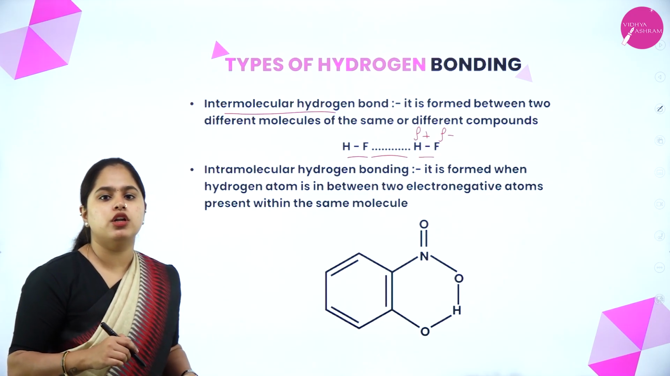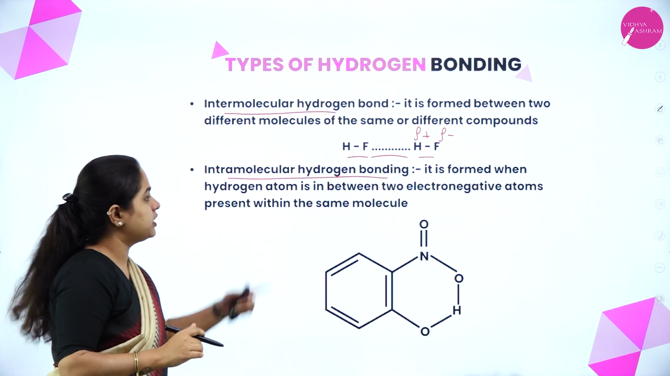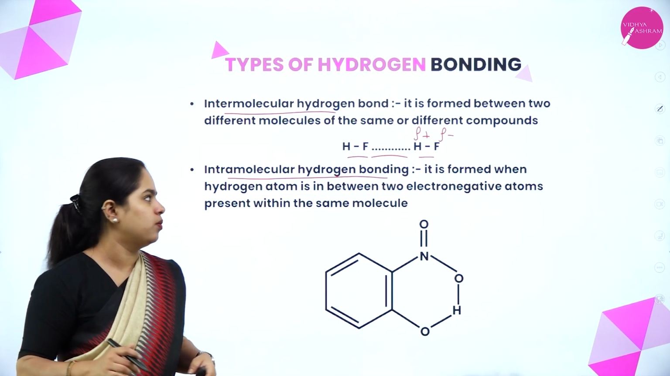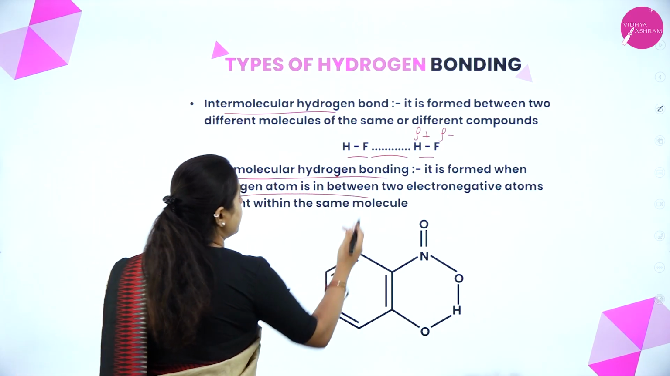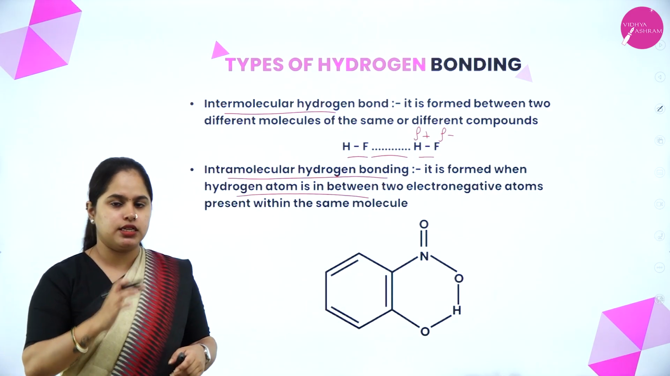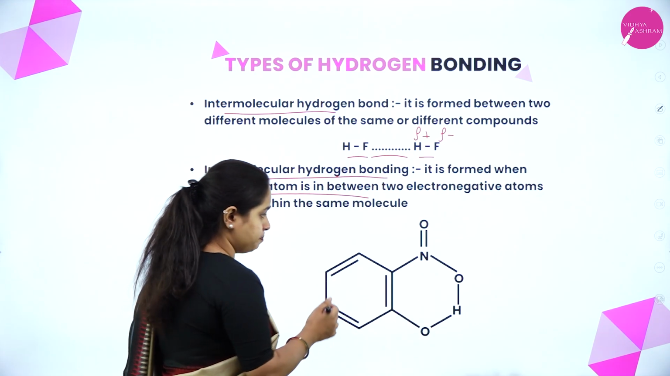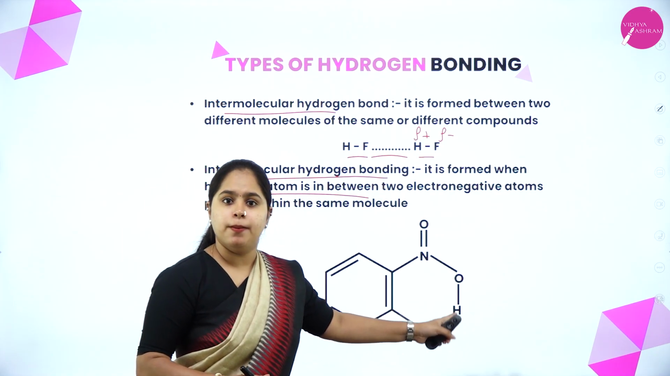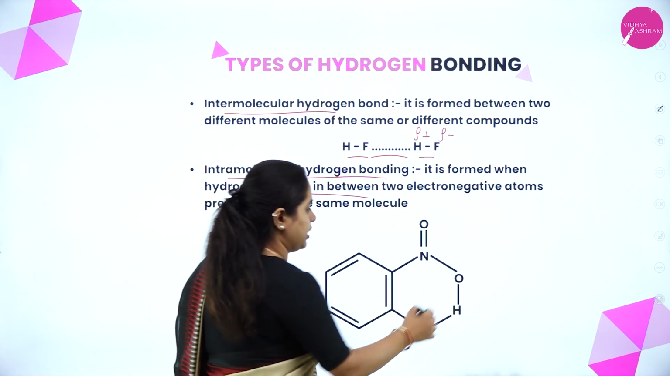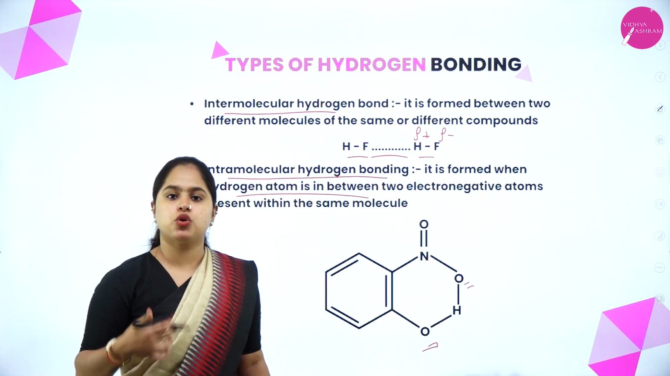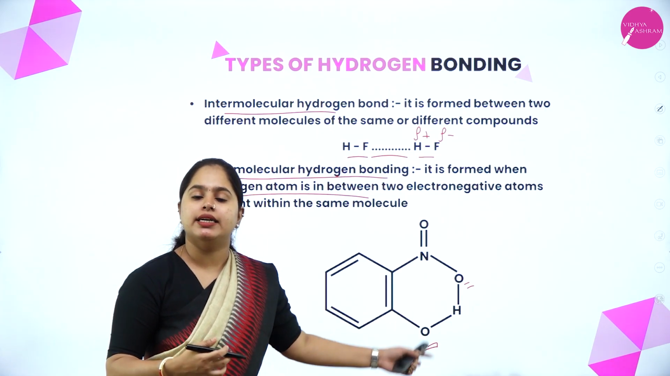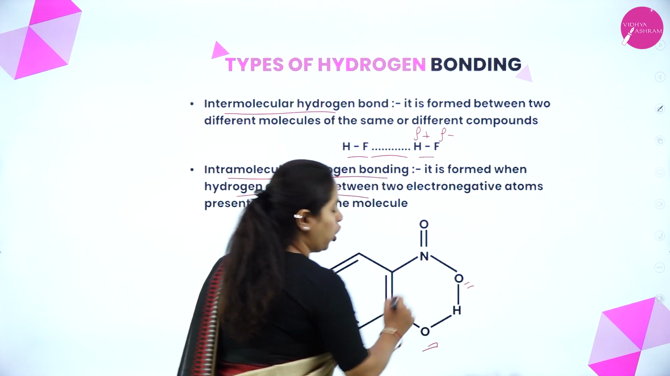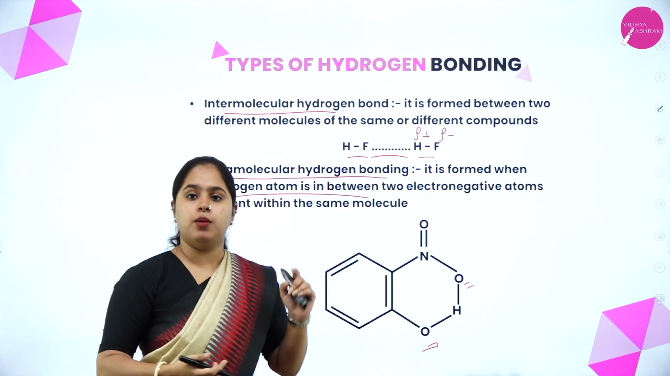Now, coming to intramolecular hydrogen bonding, that is formed within a molecule. It is formed when a hydrogen atom is in between two electronegative atoms present within the same molecule. So in this molecule you can see that the hydrogen is present in between two electronegative atoms, that is these two oxygens, right? They are more electronegative than hydrogen. So a hydrogen bond will be formed within this molecule, right? A hydrogen bond will be present between the oxygen and hydrogen atom. So that is intramolecular hydrogen bonding.